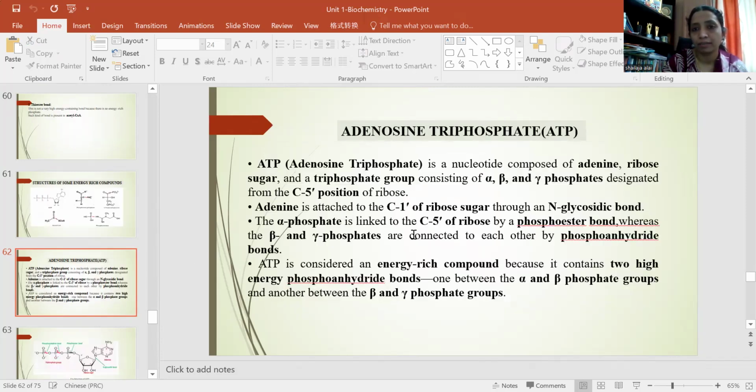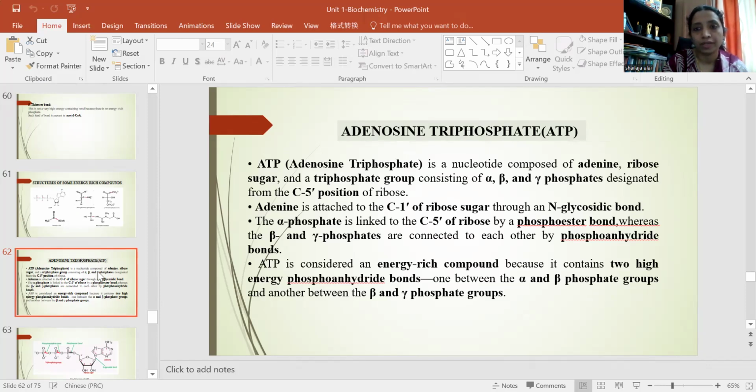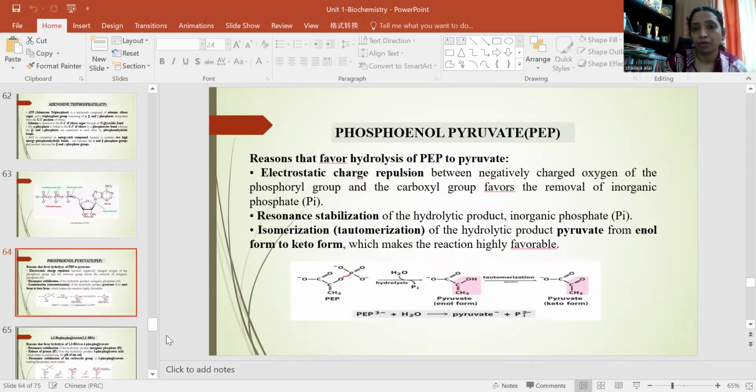It is a nucleotide composed of adenine, ribose, and phosphate groups. As you can see in this picture, adenine, ribose, and phosphates are there in the ATP. It is attached to the C1 of the ribose sugar through an N-glycosidic bond. Alpha phosphate is linked to the C5 of ribose. ATP is considered an energy-rich compound because it contains two high-energy phosphoanhydride bonds. And this is the structure of your ATP. Next one is phosphoenolpyruvate.